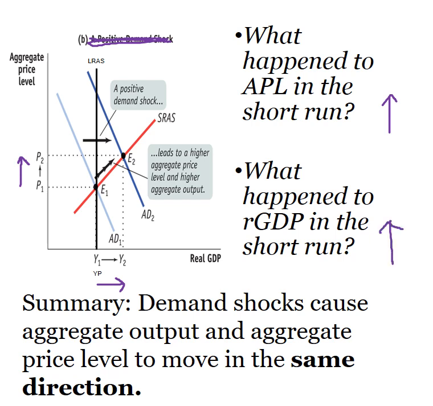So demand shocks are going to cause aggregate output, or real GDP, and aggregate price level to move in the same direction. So a positive demand shock would lead to an increase in all of those. A negative demand shock would lead to a decrease in all of those.